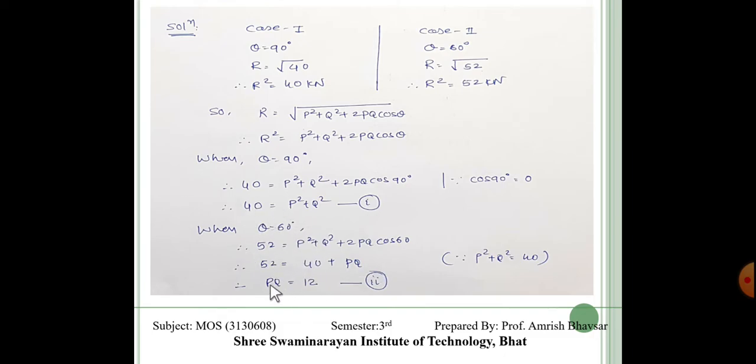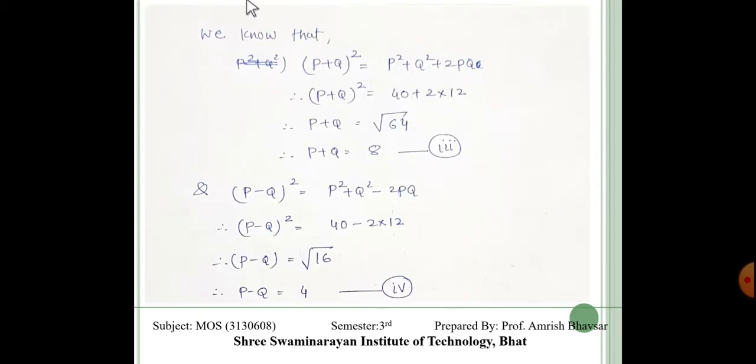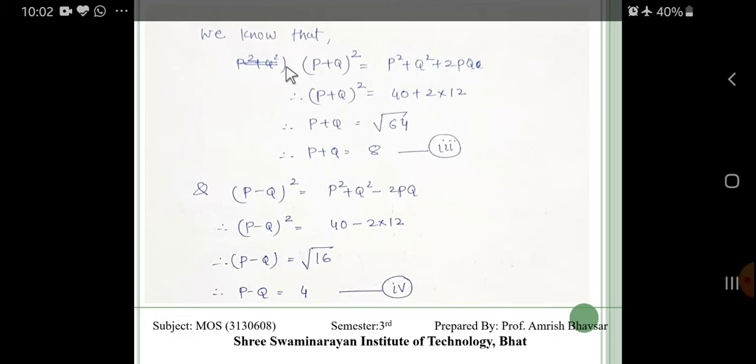So we will get PQ is equal to 12. Now we have two equations and we have two unknowns. So from these two equations we will get the two unknowns P and Q. How? We are going to use a mathematical concept.